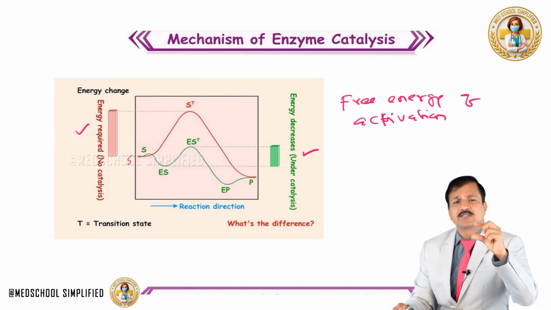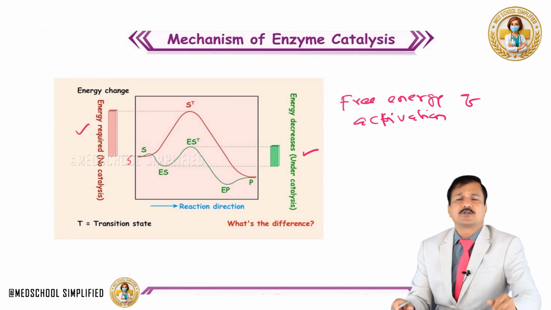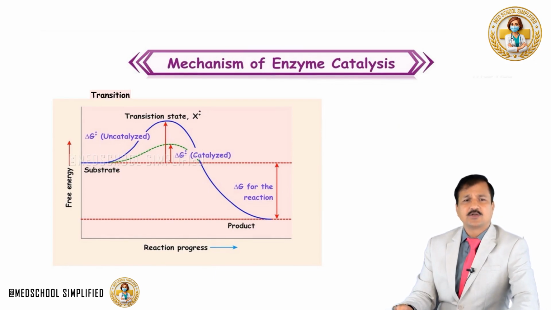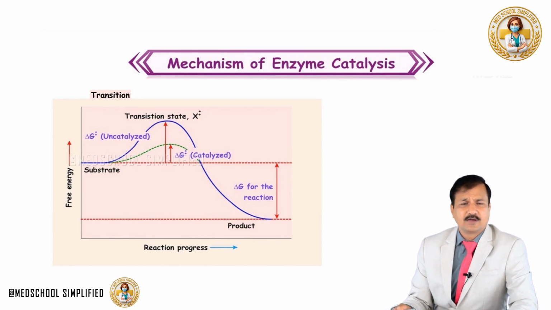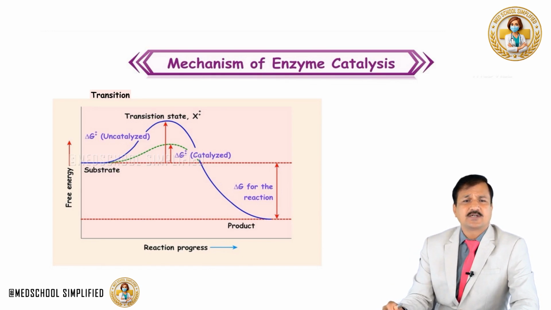So enzyme substrate transition state goes into enzyme product, and the product is separated, and the enzyme comes out of the reaction unaltered. Now let's look at a similar graphical representation here. The blue line that you are seeing in this particular figure is an uncatalyzed reaction, in the absence of enzyme, and the dashed green line that you see here is the enzyme catalyzed reaction, that is the catalyzed, it is written in the bracket.